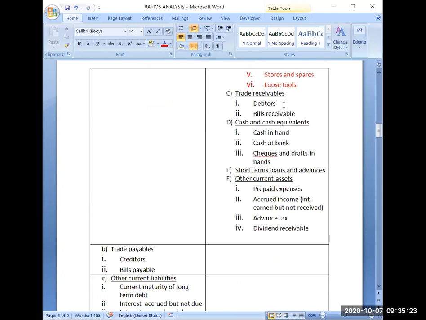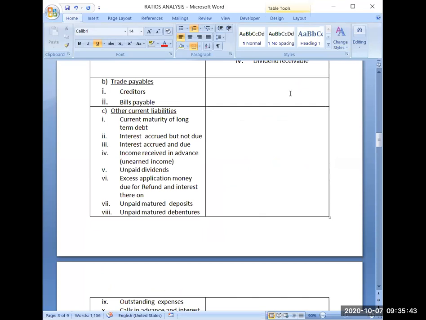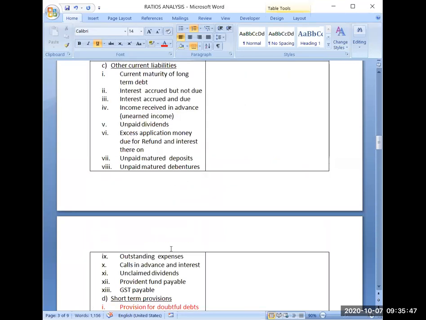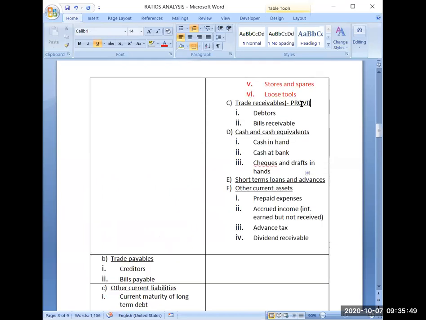debtors and bills receivable both will be the part of current assets, but the rule applicable with that is that trade receivables will always be taken net of provisions. Whatever provisions are there, you will be subtracting these provisions from trade receivables. These provisions are generally in the short-term provisions: provision for doubtful debts, provision for discount on debtors. Such provisions will be deducted from trade receivables, and then afterwards you will include that value in the value of current assets.